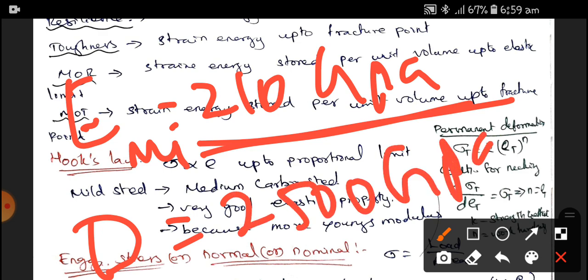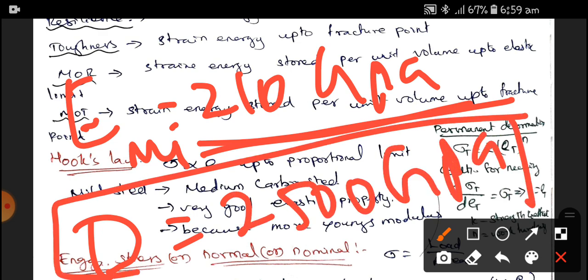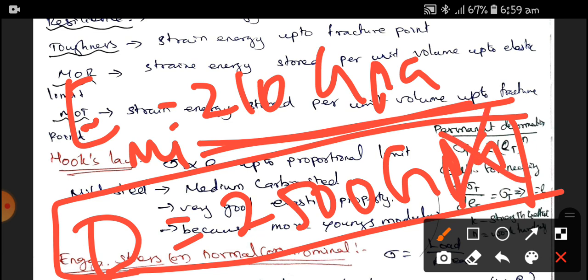And diamond has 2500 gigapascal, but we are not at all considering diamond for the stress strain diagram. We cannot induce the diamond in the stress strain diagram. That is why we are not considering the diamond's Young's modulus, whereas metals like mild steel have a higher Young's modulus than any other material.